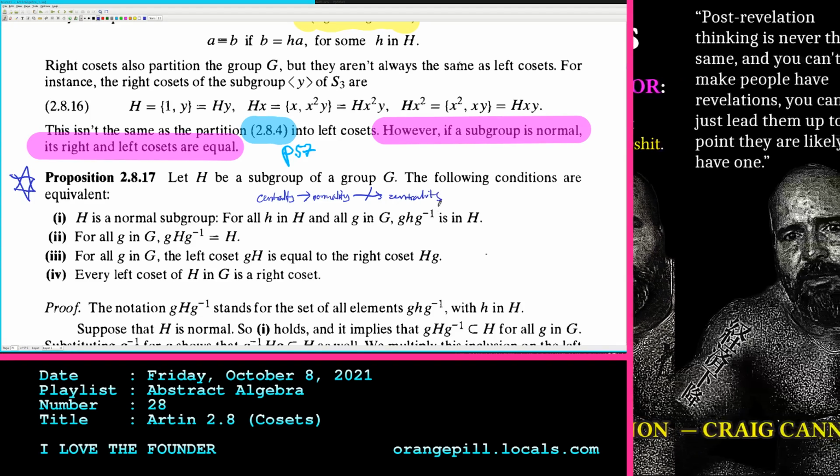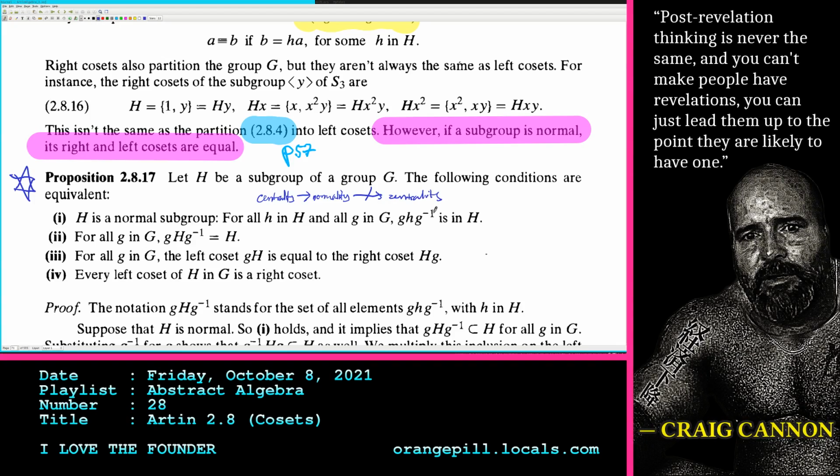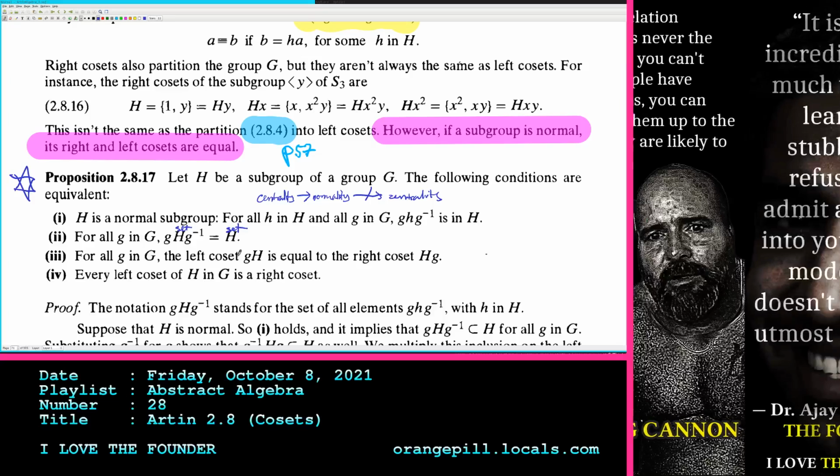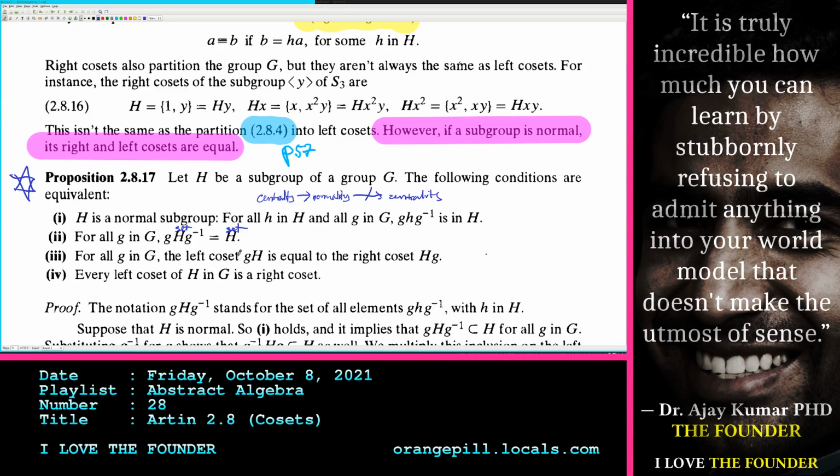For all g in G, gHg inverse is equal to H. So this is a set, and this is a set. This is set equality. CIA notation, but we'll deal with it. For all g in G, the left coset is equal to the right coset. Sure. Every left coset of H is a right coset.